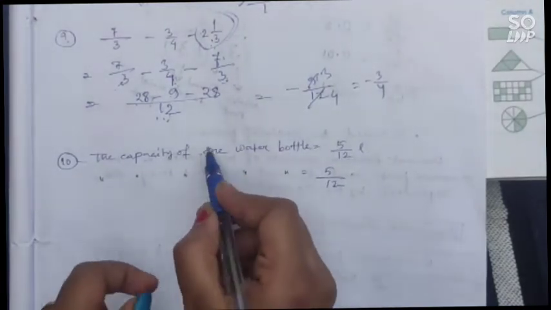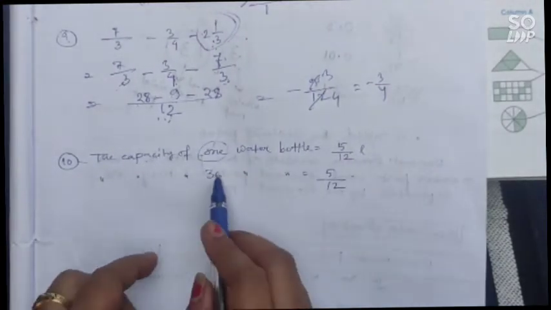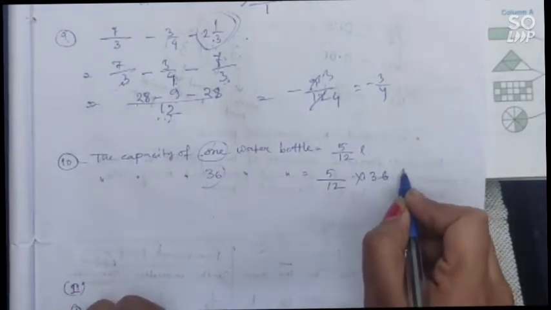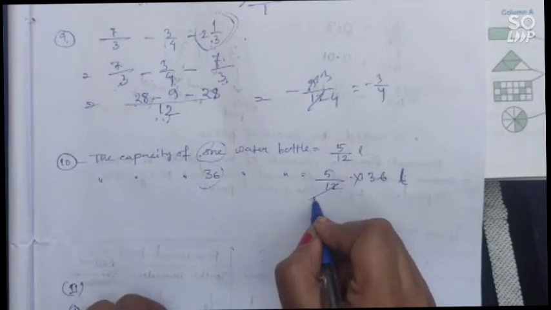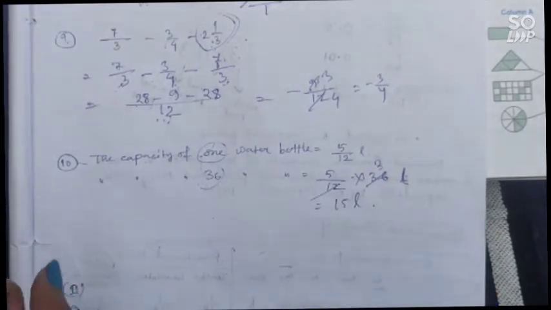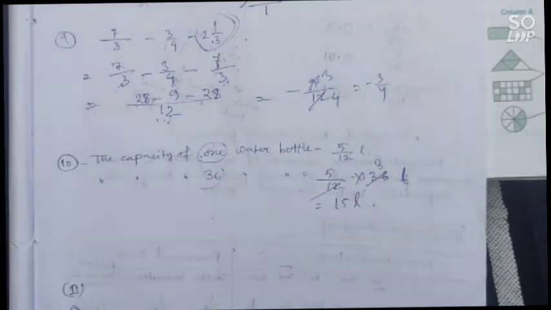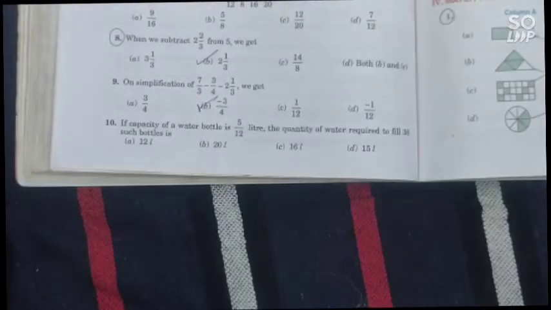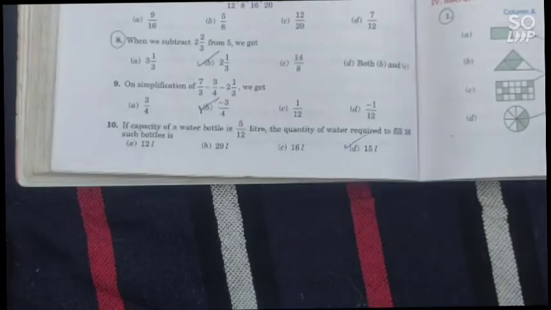You know, when the information of one object is given and asked for the information of many objects, you have to multiply it. 5 by 12 multiplied by 36 liter. So 12 3s are 36, 3 5s are 15. 15 liters. So 5 by 12 liter is required to fill one bottle, and 15 liter liquid is required to fill 36 such bottles. 15 will be the answer.